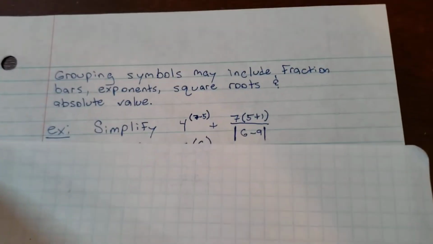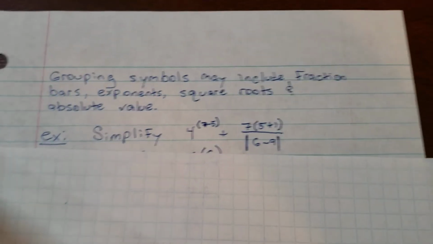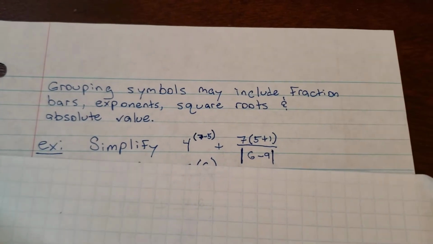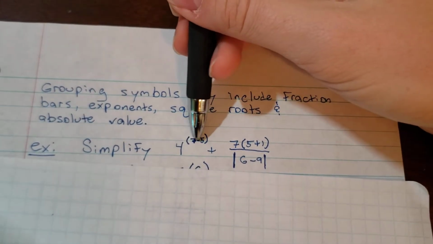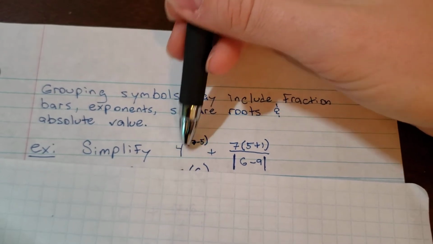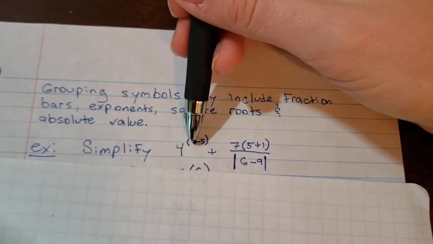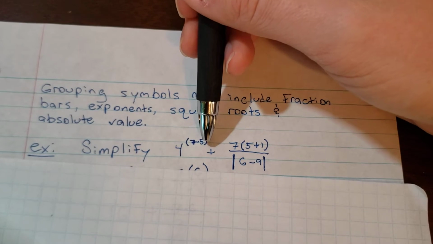Oh my goodness, this is so ugly. Yep, but one step at a time, guys. Okay, so I'm going to take care of my groups. So I'm going to take care of this. This is an exponent. It's 4 with this as my exponent. But what's 7 minus 5? 2.